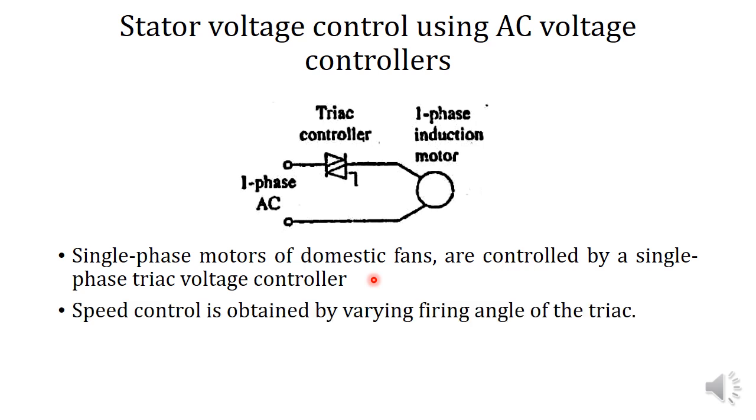The speed control is obtained by varying the firing angle of the triac. So triac, as you know, is a power electronic device, and its firing angle can be controlled by controlling the gate signal. So by varying the firing angle of the triac controller, the input voltage to the single phase induction motor will be controlled or varied, thereby controlling the speed of the single phase induction motor.